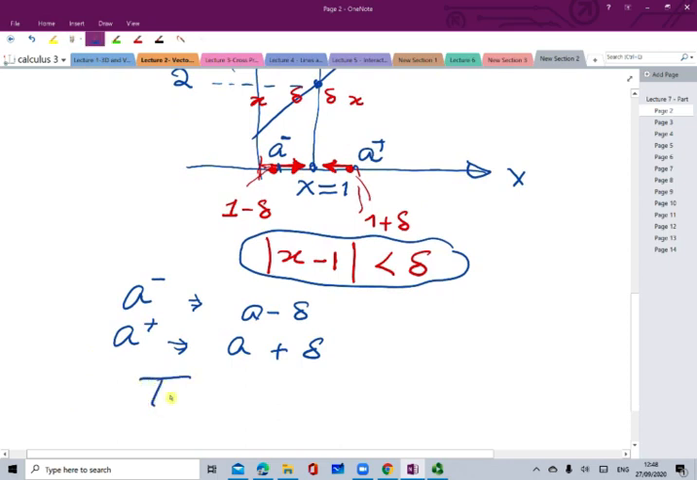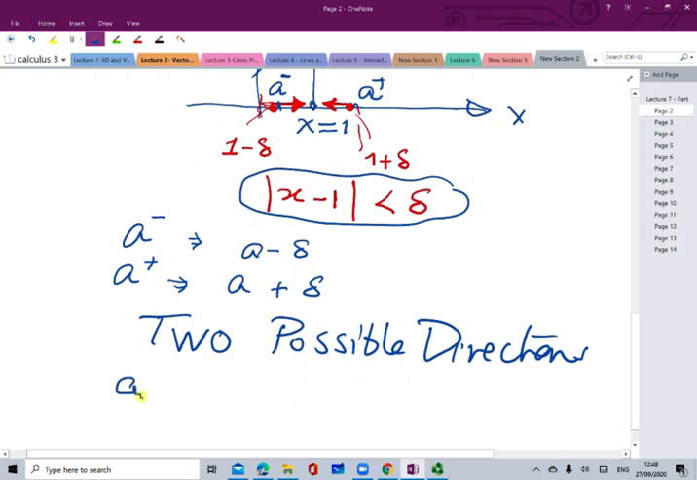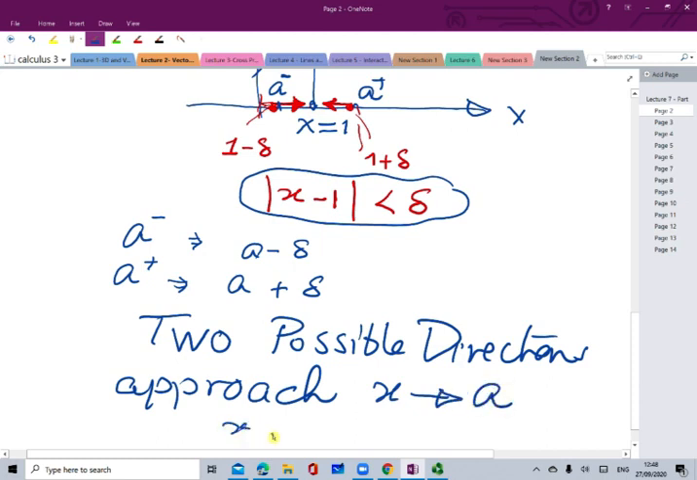So I have two possible directions from which I can approach the point a, x is equal to a. Two possible directions from which I can approach the point x tends to a. Either I'm coming from a minus, or I'm coming from a plus, meaning a minus delta or a plus delta.